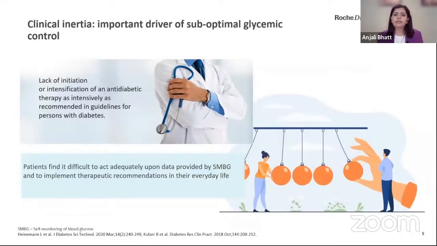And there is something often talked about as clinical inertia, which is said to be an important driver of suboptimal glycemic control. There is a lack of initiation or intensification of anti-diabetic therapy. There is always a reluctance from the patient as well as the doctor's side to accept that the blood glucose has gone up and we need to initiate an anti-diabetic therapy.